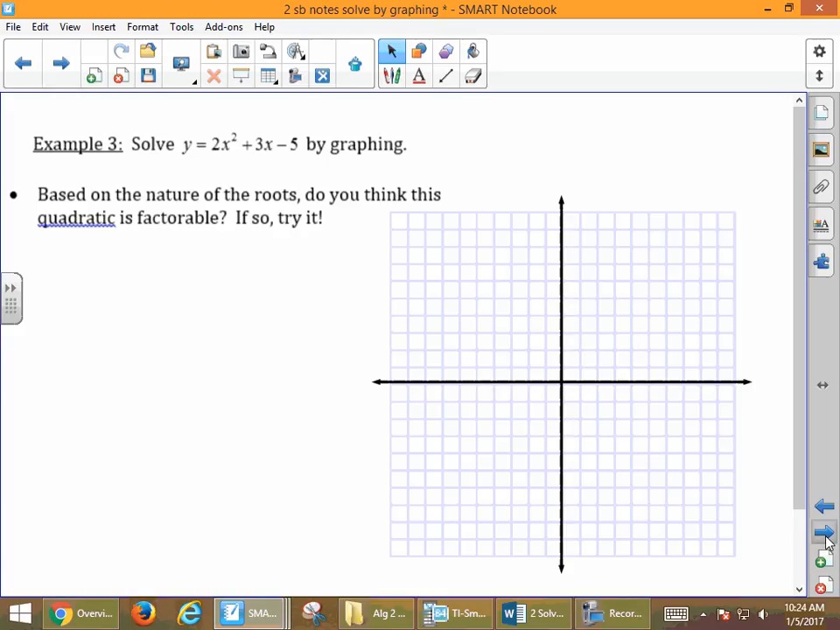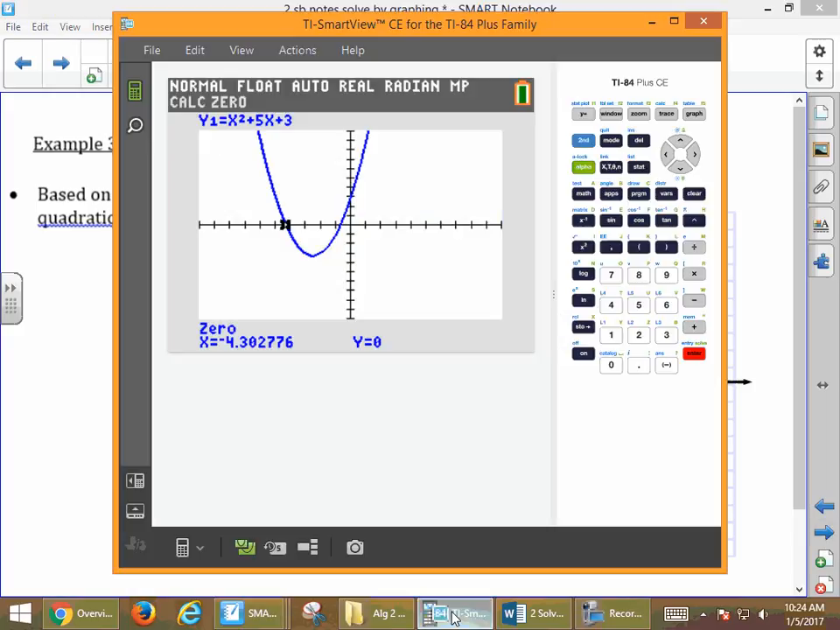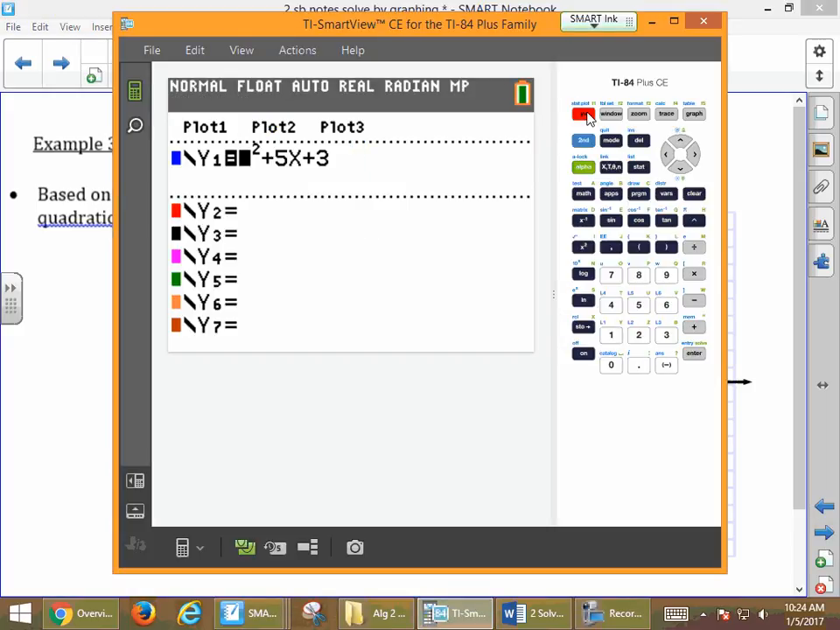And I'll try to graph it as well. We're going to go into our screen here. We're going to go to y equals, and we're going to type in 2x squared. Got to hit the x. 2x squared plus 3x minus 5. And we'll look at the picture.